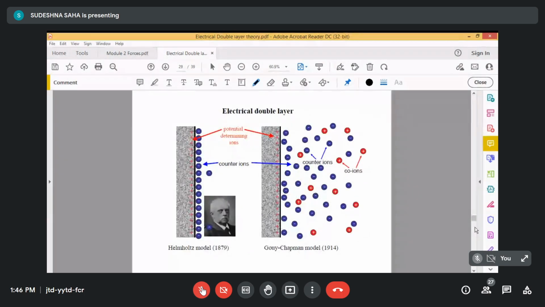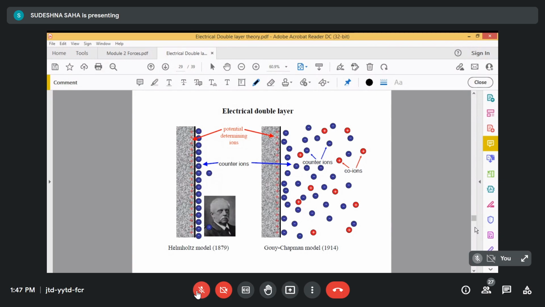Okay, fine. So basically, if we put a charged particle in a suspension with ions, then what will happen? The primary charge will attract the counter ions, right? If there are positive charges on the surface of a particle, the negative ions will come closer to the positive charge, and vice versa, isn't it? And that will be by electrostatic attraction.